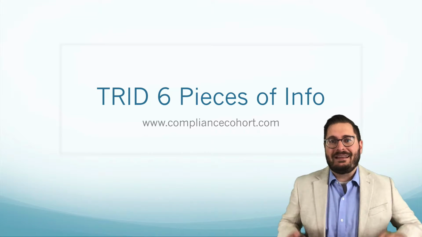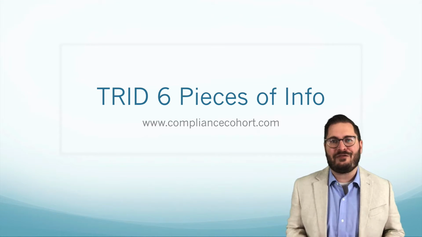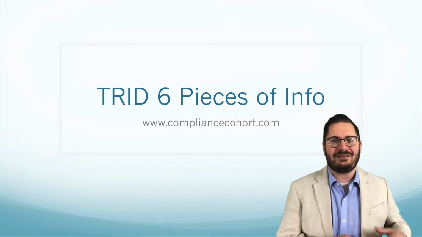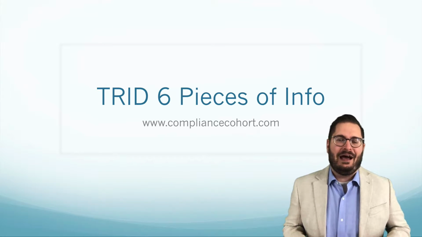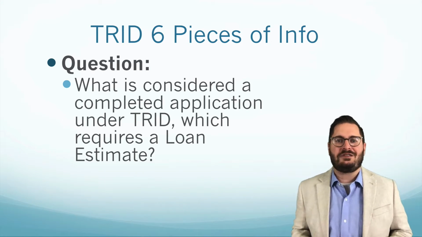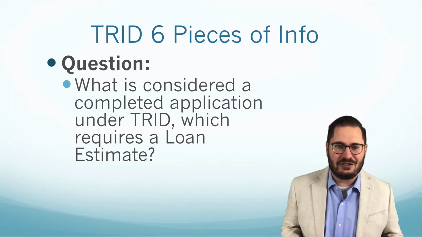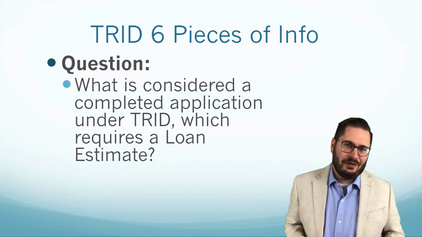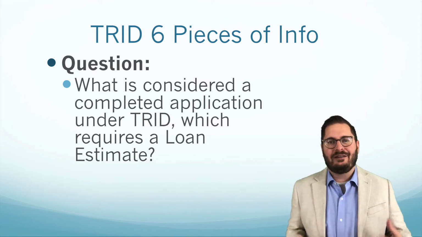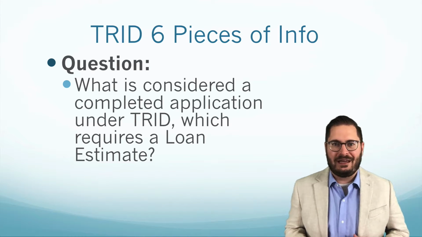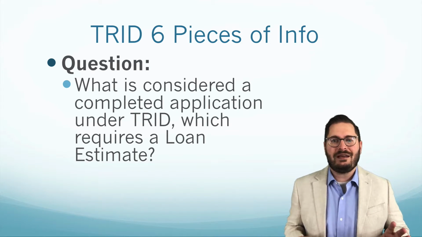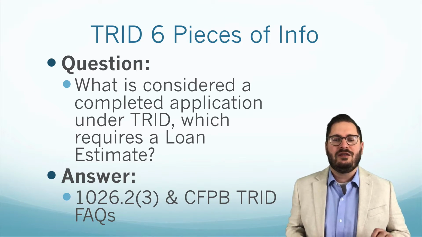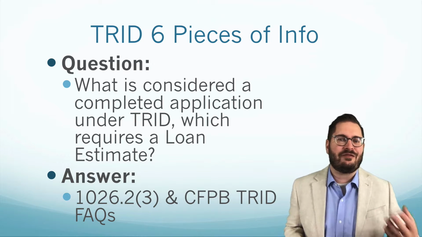Now, this compliance clip is going to talk about the 6 pieces of information under TRID, or the Truth in Lending and RESPA Integrated Disclosure Requirements under Regulation Z. Now, specifically, we have this question here. The question says, what is considered a completed application under TRID which requires a loan estimate? Now, really what we're talking about here is an application under TRID because the definition of an application is there. And the answer here is going to come from the definition section of Regulation Z, which is 1026.23, and the CFPB's TRID frequently asked questions.